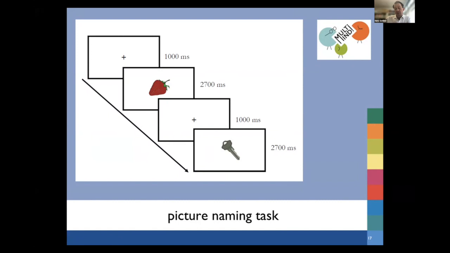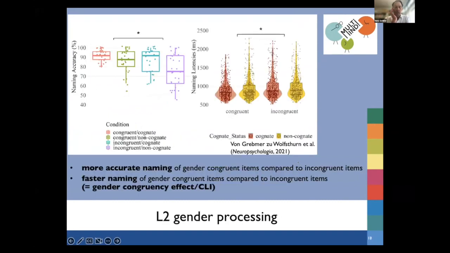Okay, and then the reaction times were measured and the EEG was monitored. And what Sarah found was that, so here you see the accuracy graphs on the left and the naming latencies on the right. And you see the conditions that are color-coded, basically. So what you can see is that people were more accurate in naming gender-congruent items compared to gender-incongruent items.